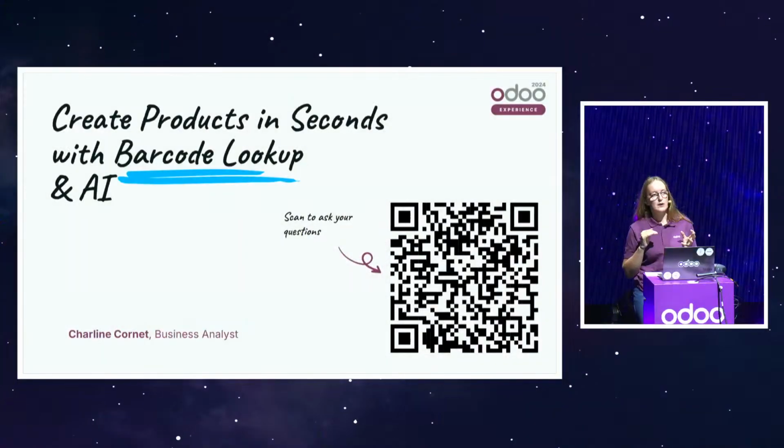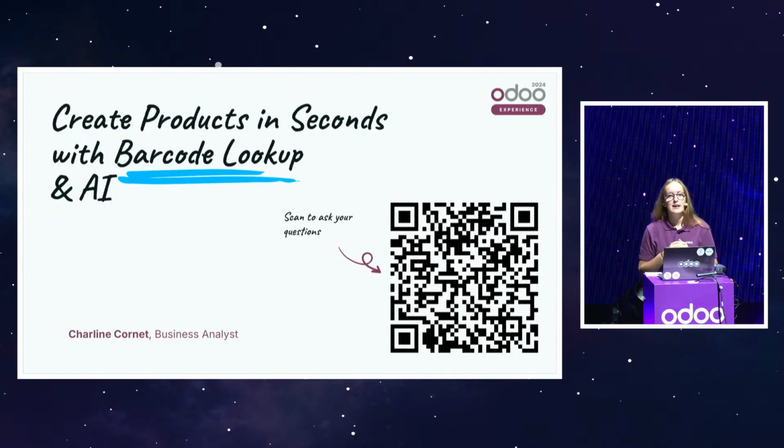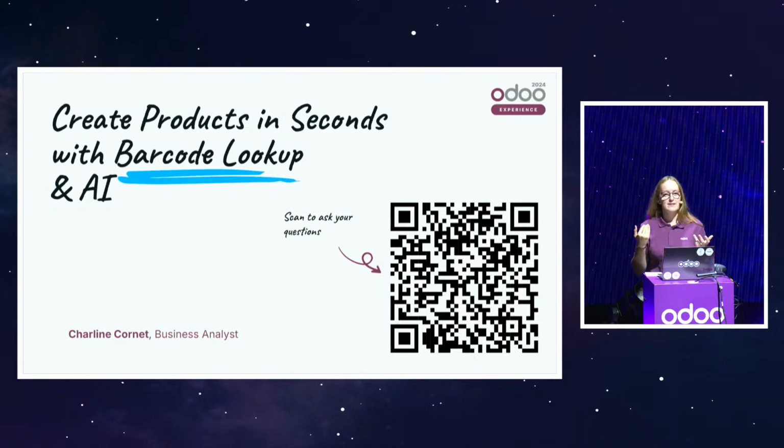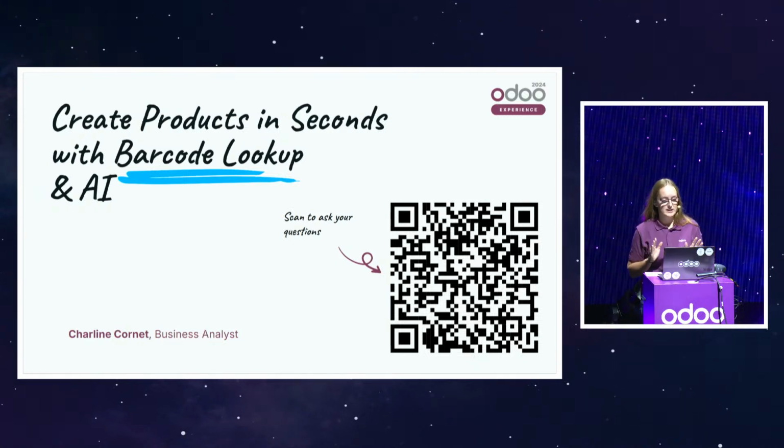What is the thing that takes you the most time when managing your sales into Odoo? It may seem simple, but creating your products can take a lot of time. You have to enter so much information like the price, the name, the description, add a picture, and so on. What if all that information already exists somewhere and we can just copy it? Or even better, make it appear like magic.